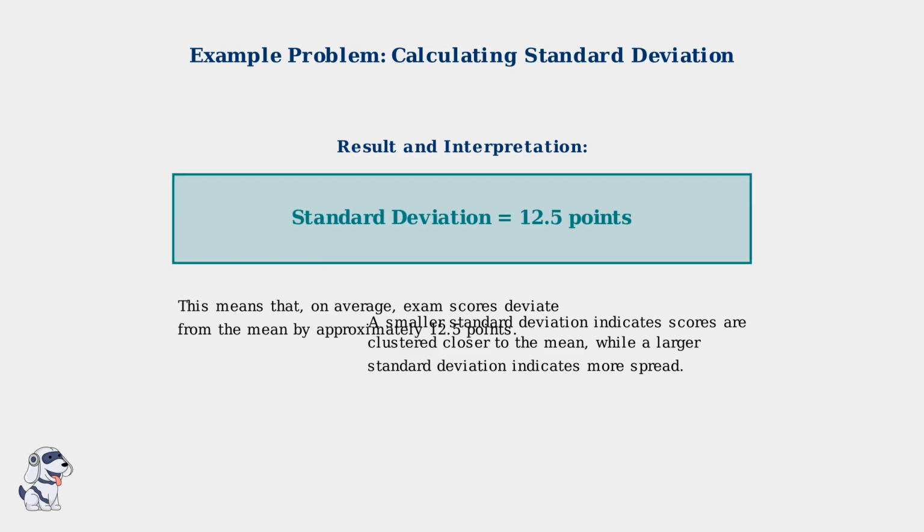In practical terms, this helps us understand the consistency of performance in the class. Most students scored within about 12.5 points of the average, giving us a clear picture of the score distribution.